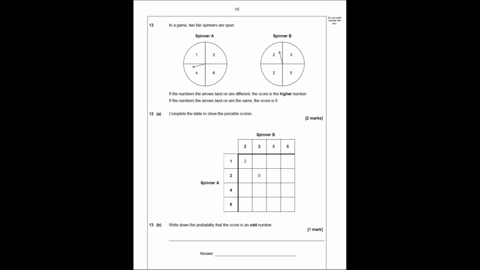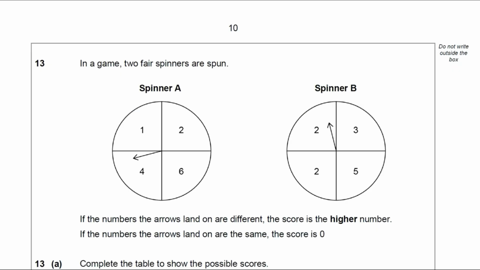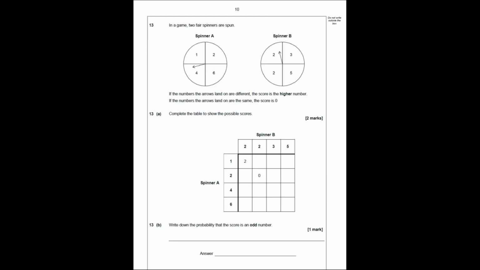Question 13. It's another long question. Okay, it should be fun then. In a game, 2 fair spinners are spun. This is spinner A, and this is spinner B. If the numbers the arrows land on are different, the score is the higher number. If the numbers the arrows land on are the same, the score is 0. Complete the table to show the possible scores.